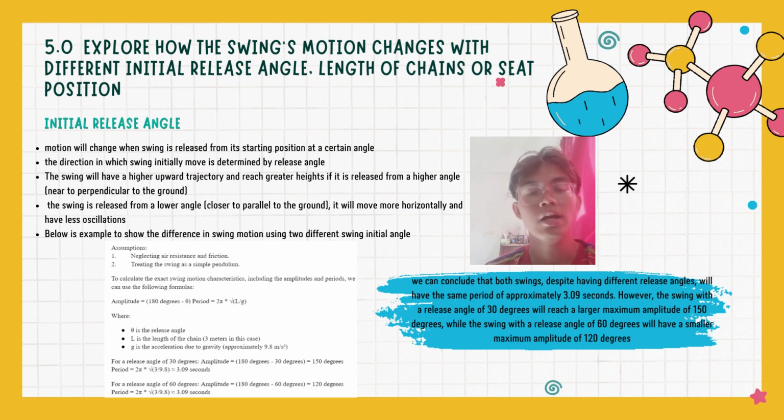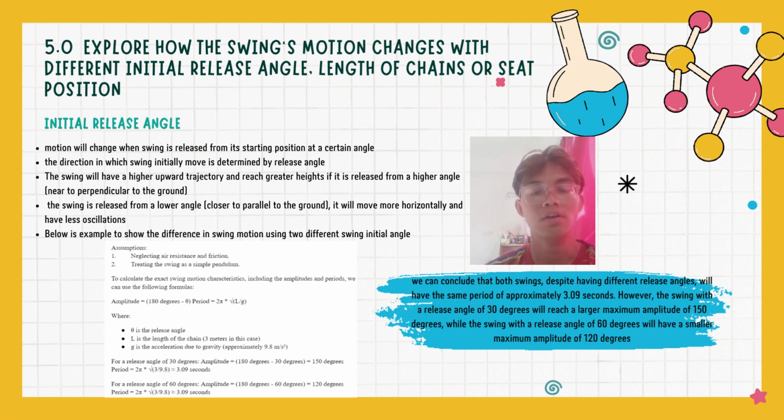The swing will have a higher upward trajectory and reach greater height if it is released from a higher angle, or near to the perpendicular to the ground. On the other hand, if the swing is released from a lower angle closer to parallel to the ground, it will move more horizontally and have less oscillation. Okay, below I have provided some examples.